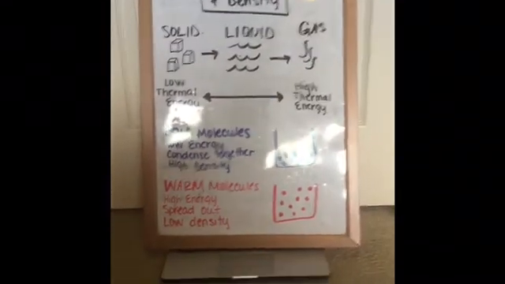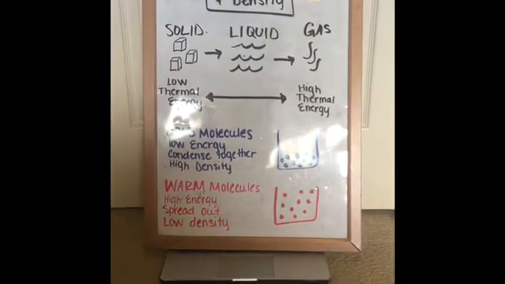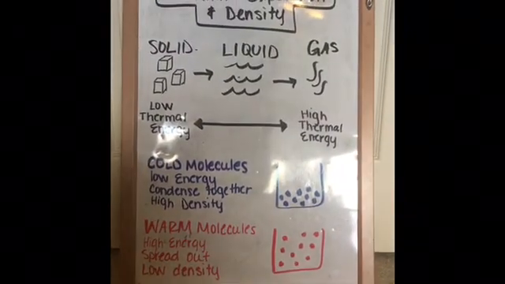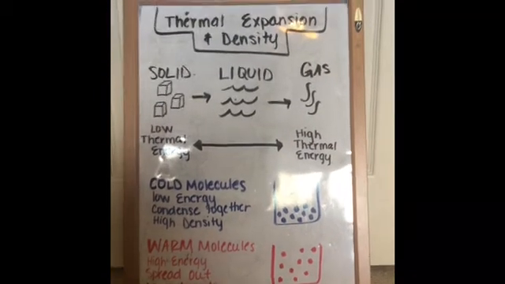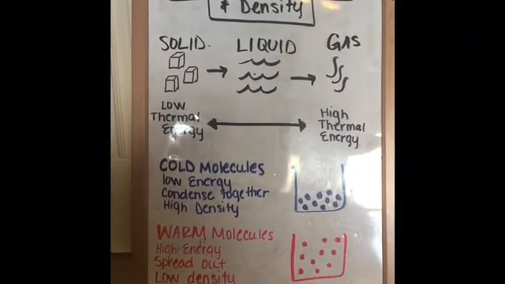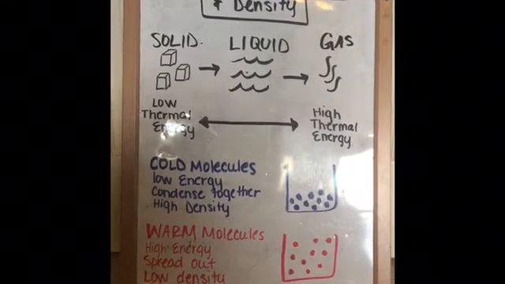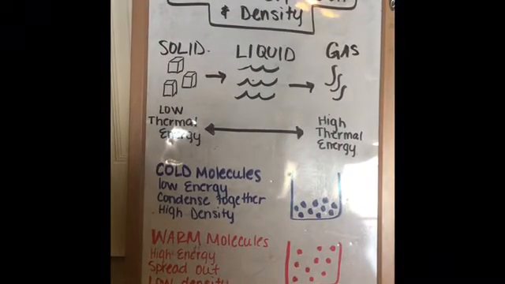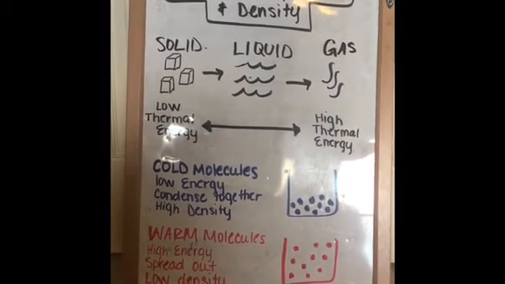So we saw yesterday that the progression from a solid to a liquid to a gas energizes the molecules within the substance. So a solid has low thermal energy, and as you move toward a gas, we get higher thermal energy. And this is going to relate to the density of the particles themselves in the substance. So cold molecules, and density is just how tightly packed the molecules are. Cold molecules, they have low energy and they condense together. And whenever they are real dense like this, when the molecules are packed real tightly, that is high density.